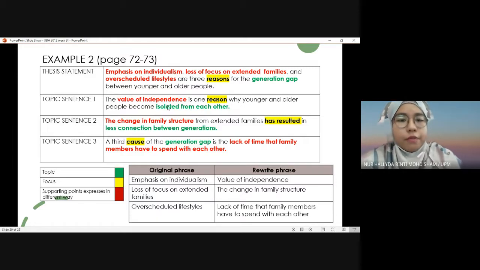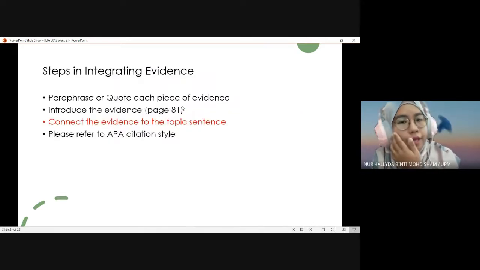What you mean, for example, here, by value of independence is the reason why young and old people become isolated. What do you mean by that? For example, we need evidence to support it. So how to integrate that? Okay, how to integrate evidence into your topic sentences.